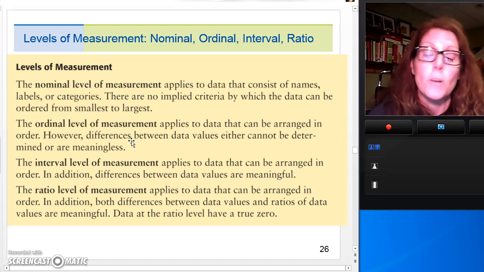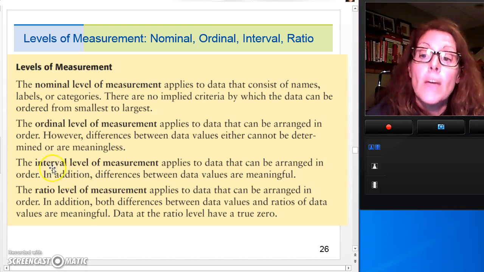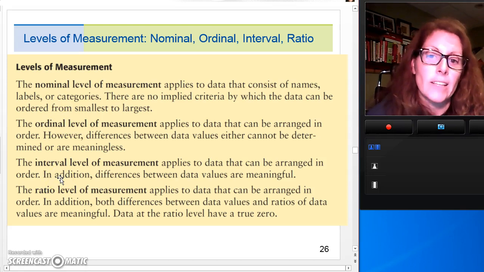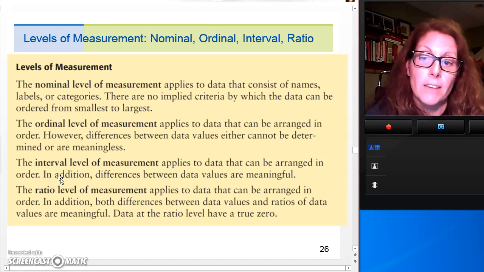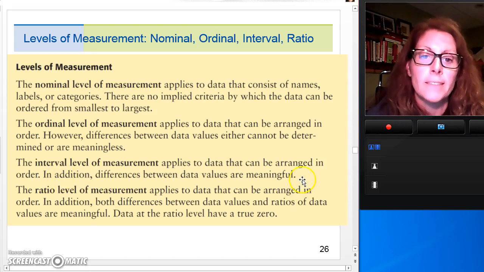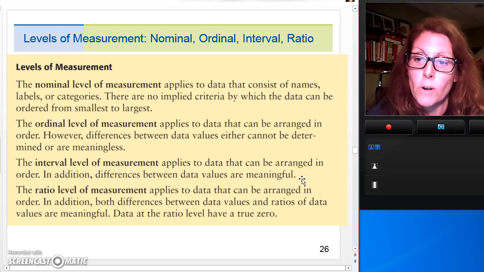They don't tell us how much better somebody is than somebody else. Then we go to interval levels of measurement. So here we've got data that can be arranged in order, just like the ordinal, but now we can calculate differences between the data values, and they do have consistency and meaning. So we'll look at some examples of those in class tomorrow.